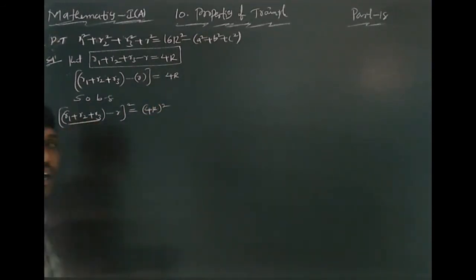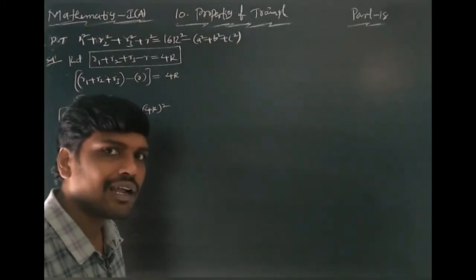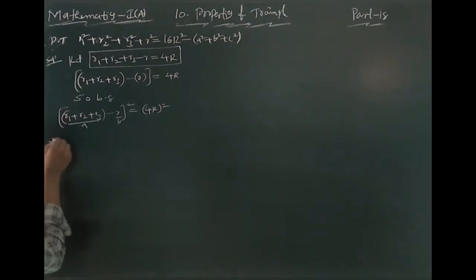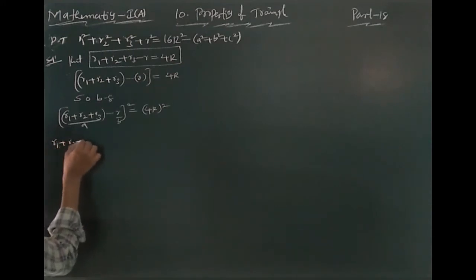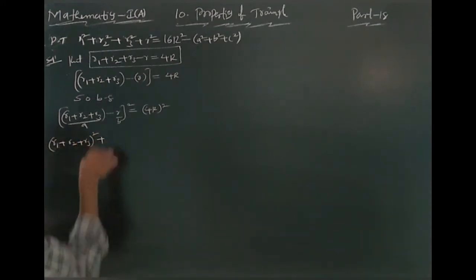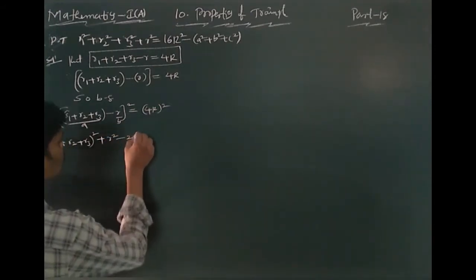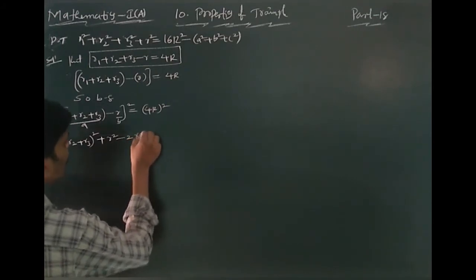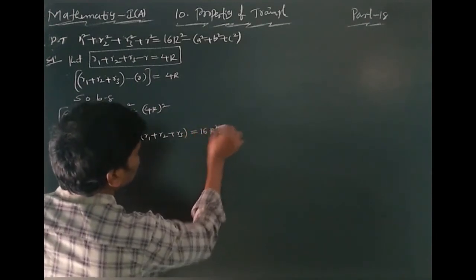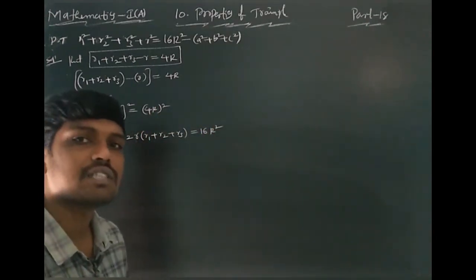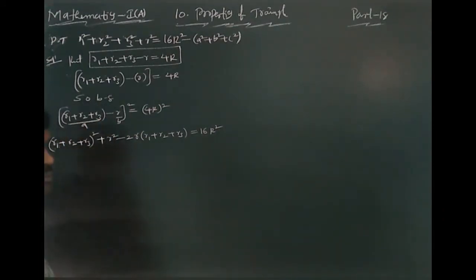This total you can write as A, and this one is B. A minus B whole square. Is the formula there or not? It is. What is the formula? A square, which is nothing but (r1 plus r2 plus r3) whole square, A square completed, plus B square, which is nothing but r square, minus 2AB, 2 into r into (r1 plus r2 plus r3), is equal to 16 R square, since 4 square value is 16 into R square. Here, this is the A minus B whole square formula, you can write A square plus B square minus 2AB.